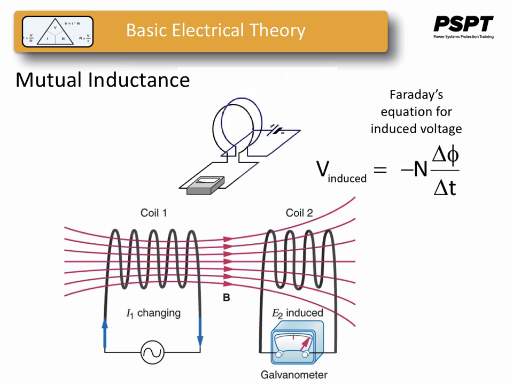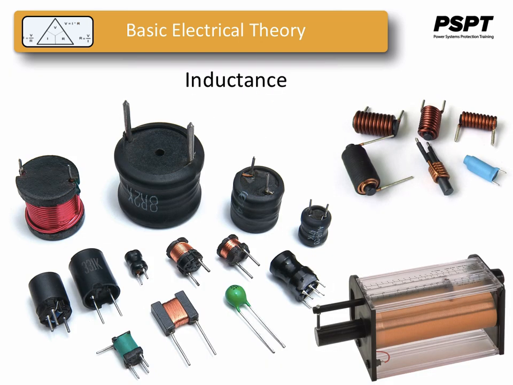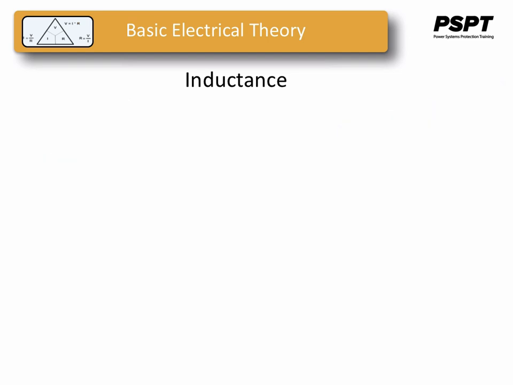Faraday's law still holds true and can still be calculated if it's indeed able to measure it, because it still involves a changing magnetic flux over a period of time. Whenever electrons flow through a conductor, a magnetic field will develop around that conductor. This effect is called inductance.